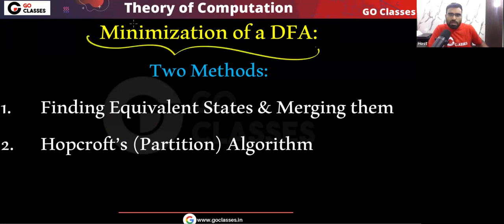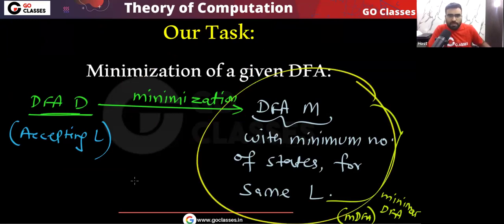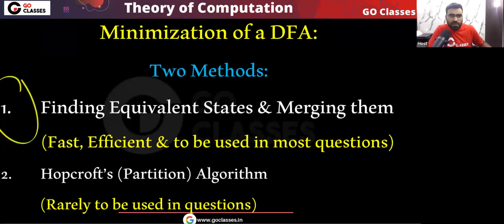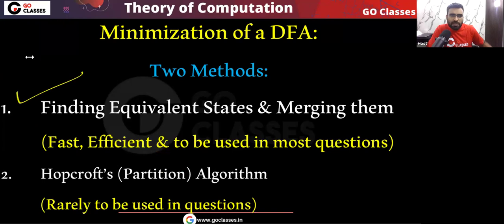So remember, if a DFA is given to you and you want to minimize it for the same language, finding a DFA with the minimum number of states, then you have two methods. Now you might be thinking, sir, which method is more efficient? Which method should we apply? Let me tell you that method number one is fast and more efficient, and we will apply this method in the majority of the questions.